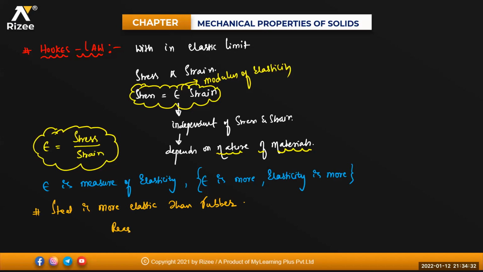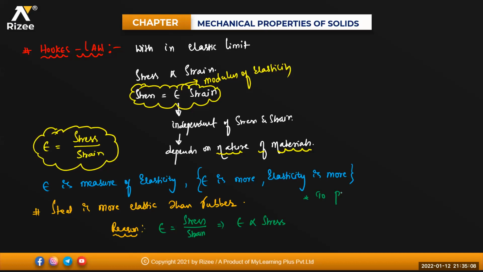Reason for this? Can anyone tell me the reason? Steel is more elastic than rubber. I told you, E is equal to stress divided by strain. So E is directly proportional to stress. That means to expand it, we require more energy. So I can say that to produce the same strain, more stress is required for steel, meaning more elastic. That is the reason we need to remember here.